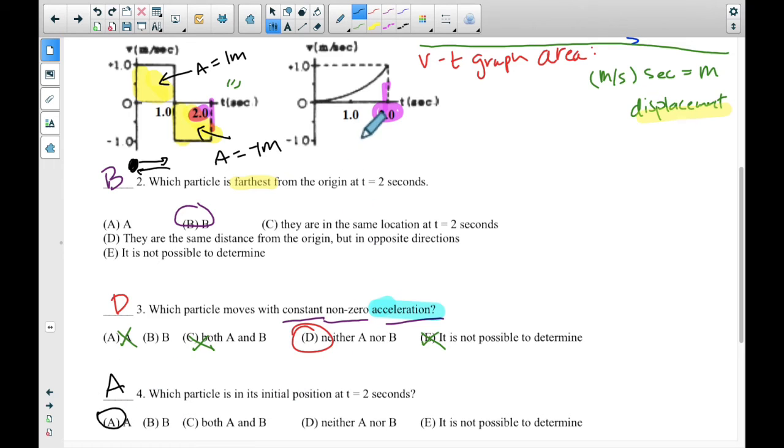Let's just investigate the second option just to see why it's not. It's not at its initial position because it's actually going somewhere. It never turns back. It goes, goes, goes, goes, goes. And so all this area is its distance. I don't know what this area is, but I know it's a positive number. And that's all I need to know for number 4. So if it has a positive area, it has a positive displacement.